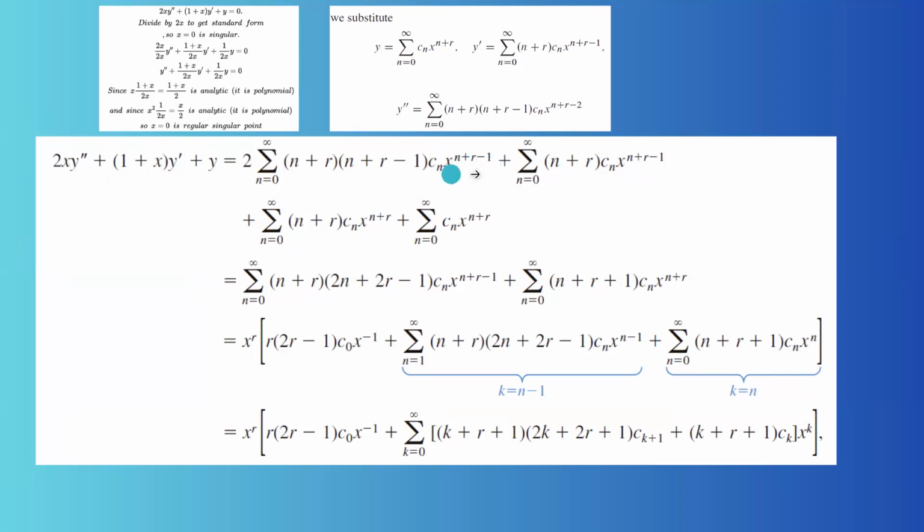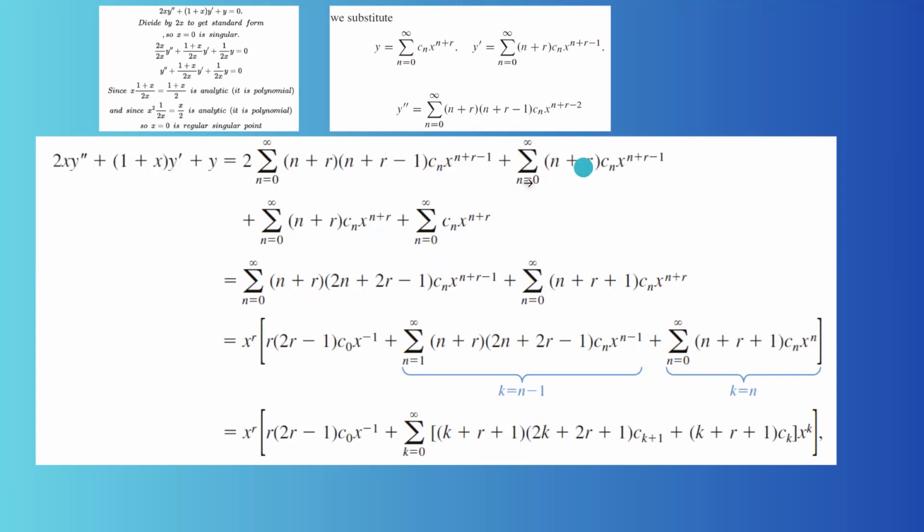Guys, take a look at these powers. This is n plus r minus 1, this is n plus r minus 1, and now you end up with n plus r. And the last power series is starting at 0, going to infinity, C_n x to the power n plus r. Perfect. You can factor out x to the power r and then start combining these power series together.